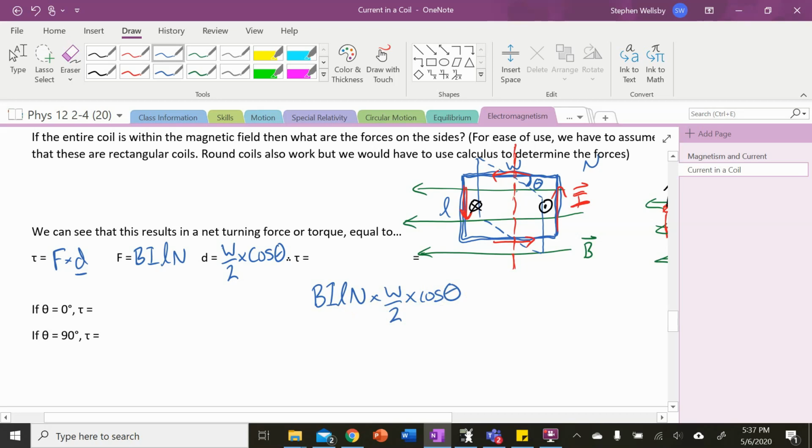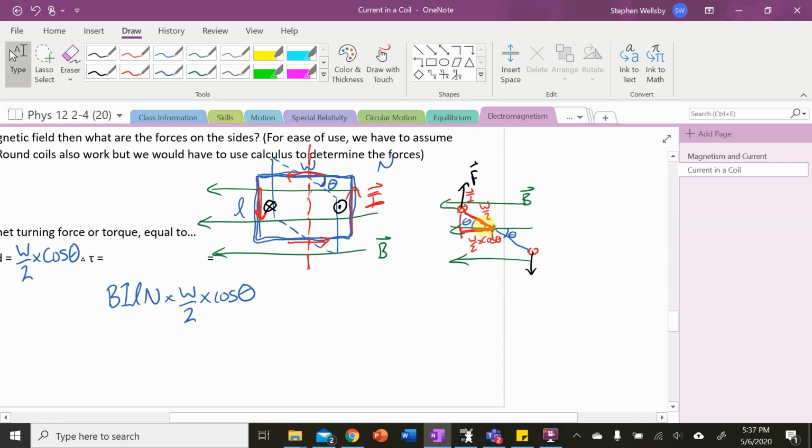But now, keep in mind that whatever torque is acting in this direction, from this angle, the top-down view, I would call a clockwise torque caused by this force at this distance. And this would also be a clockwise torque, with the exact same amount. This force is also going to be BILN, also at W over 2 cos theta. So we have two torques that are both clockwise.